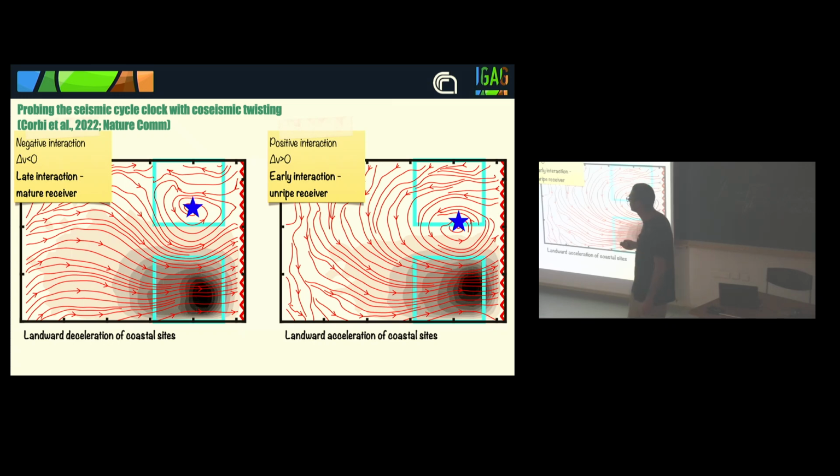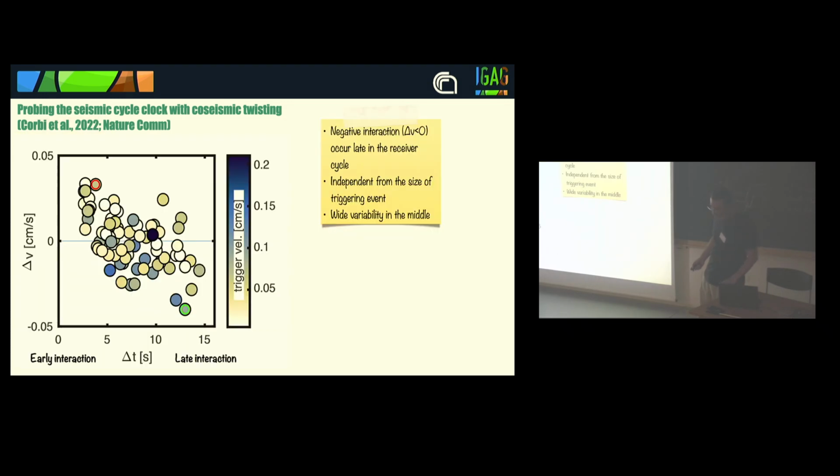And here is the opposite case. You see that the velocities are now seaward, and in fact this occurs as a late interaction, happening when the gelatin is already completely squeezed. It cannot squeeze anymore, even if a neighboring earthquake occurs, and the twisting in this case is confined to the offshore region. So in this case we observe a landward deceleration of the geodetic sites.